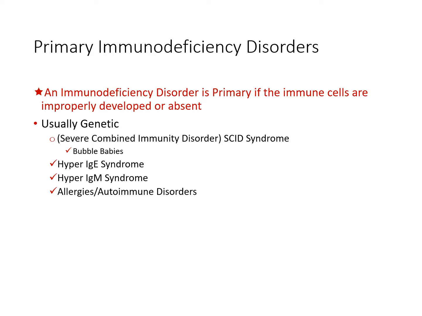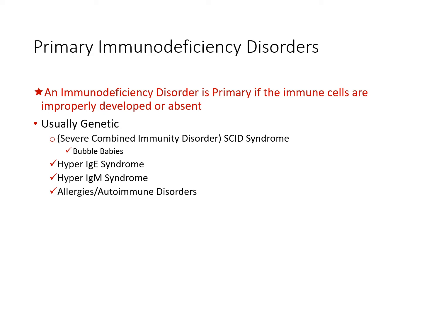So by definition, an immunodeficiency disorder is primary if the immune cells are improperly developed or absent. So that's the key word. It's primary if the immune cells themselves are improperly developed or they're absent. So from the get-go, it's something with your development from the very beginning. So that's the issue. They've been given examples here of what that could look like. And you've been told that specifically when it's a primary immunodeficiency disorder, it's usually genetic. So you've been given examples of that.